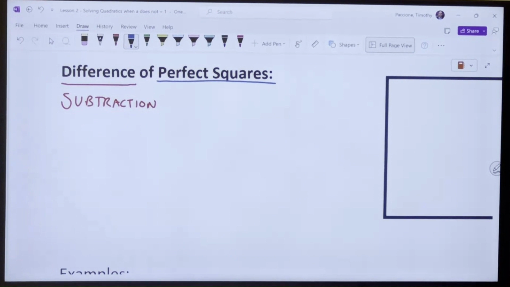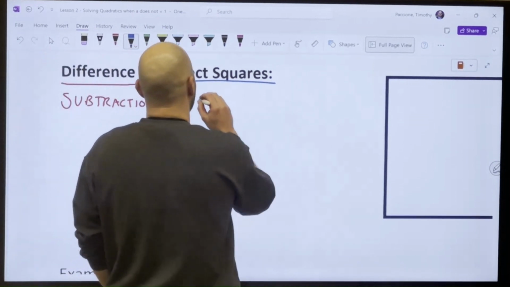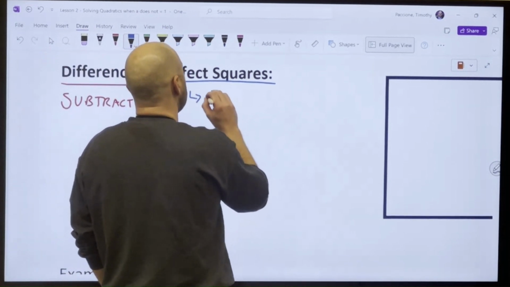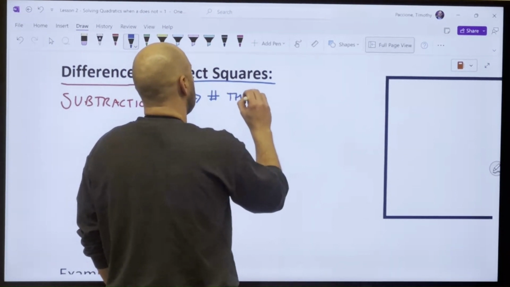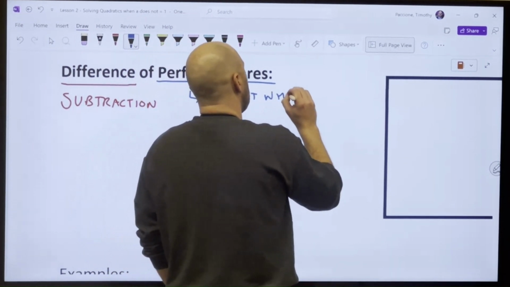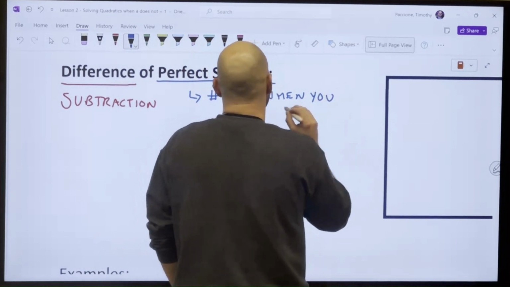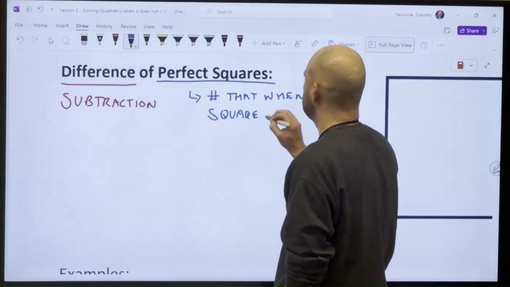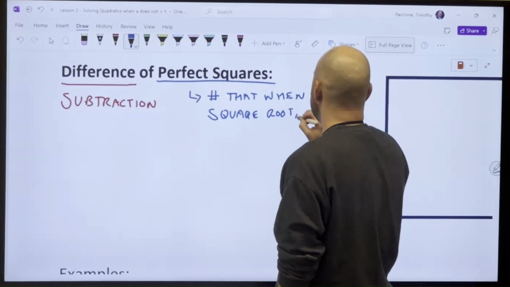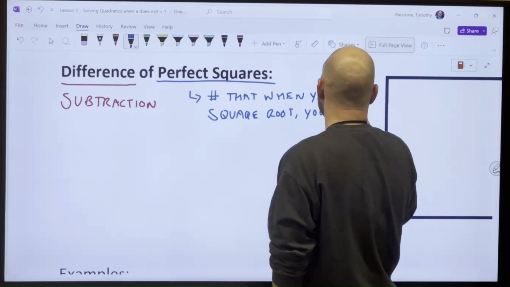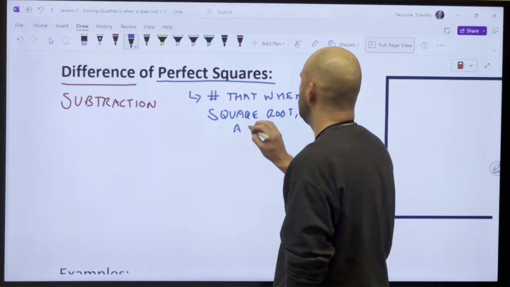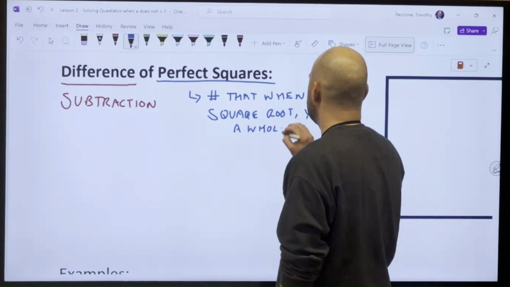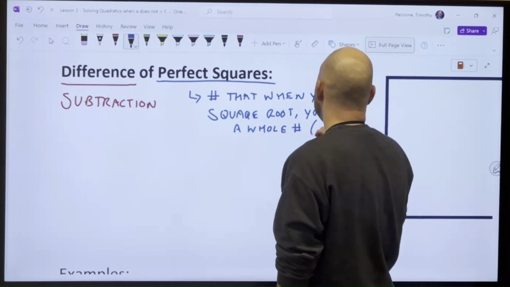What's a perfect square? I know there's not a lot of you today, but help me out. Yeah, it's a number that when you square root, you get a whole number, right? You get a nice number.